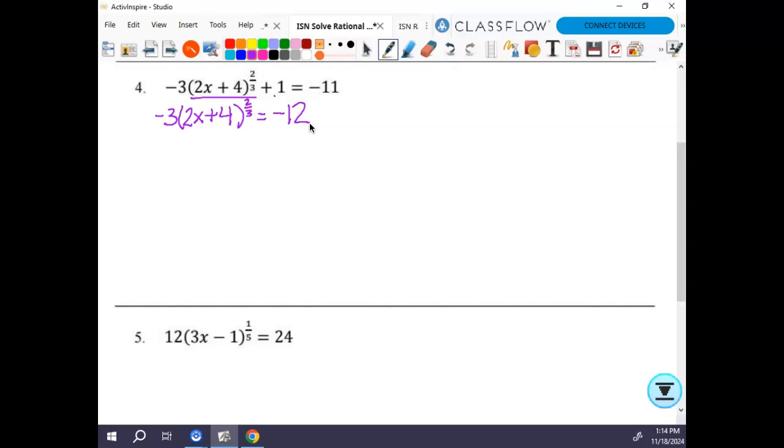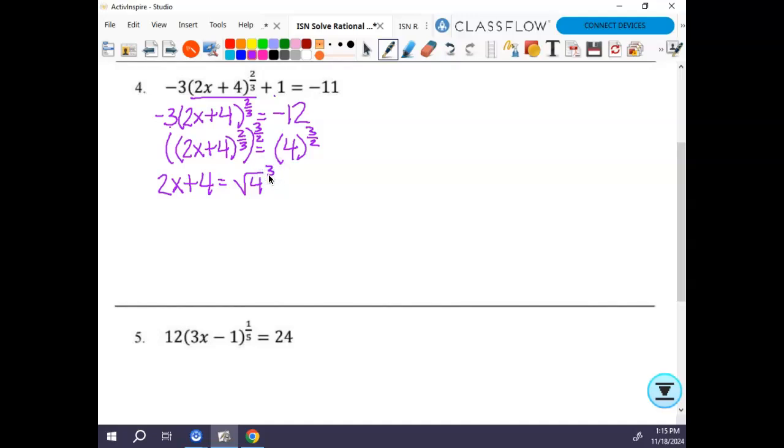What do I do next? Divide by -3. Good. So then I'm going to get 2x plus 4 to the 2/3 power equals 4, because I divided both sides by -3. Everybody okay with all that? So now I'm going to raise both sides to that reciprocal power. So 3/2, 3/2. So that's going to give me 2x plus 4 equals the square root of 4 cubed.